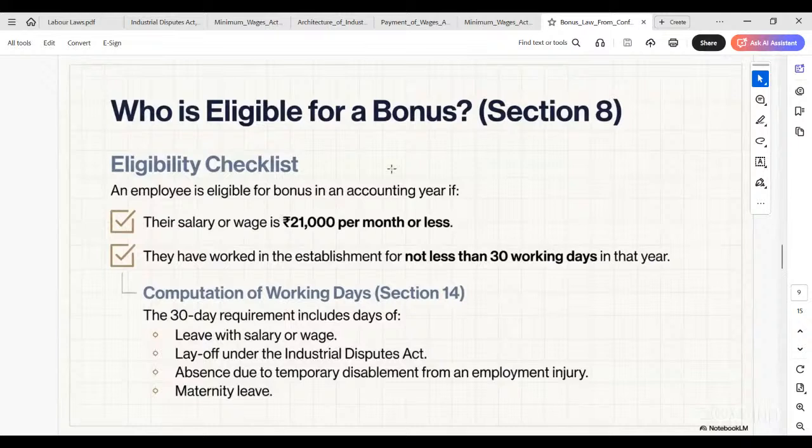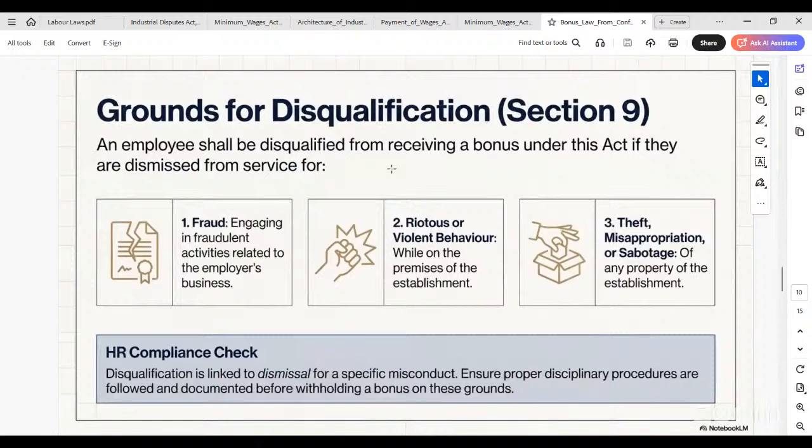Then who is eligible? The eligible is salary up to 21,000, basic plus DA, and those in excess are not eligible. They have to work not less than 30 working days in that year. So how to calculate the 30 days required? It includes days of leave with salary or wages, layoff under the Industrial Disputes Act, and absence due to temporary disablement is also included. So grounds of disqualification are also possible: fraud, riotous or violent behaviour, and theft, and these are some cases of disqualification from this bonus.